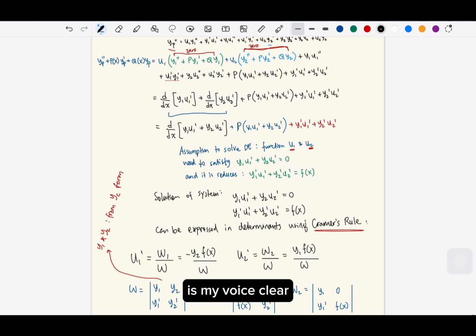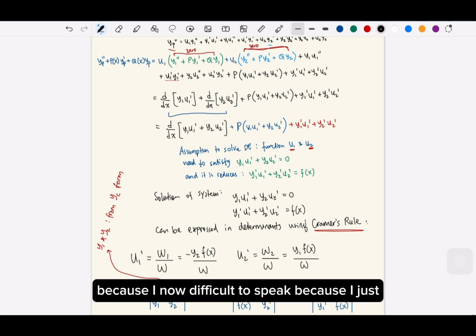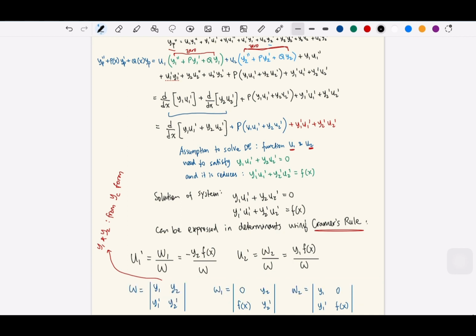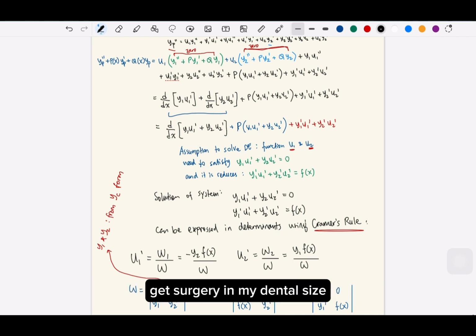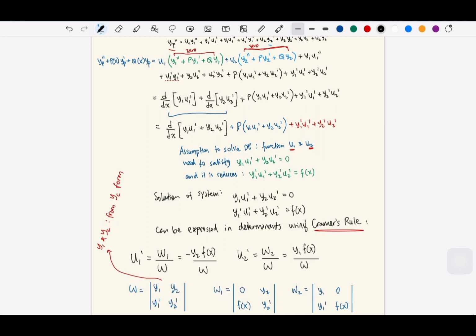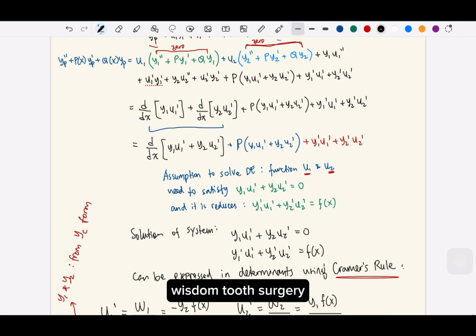Is my voice clear? Because it is difficult to speak now, I just had surgery in my dental, so my face is a little bit swollen. Yeah, the wisdom tooth surgery.